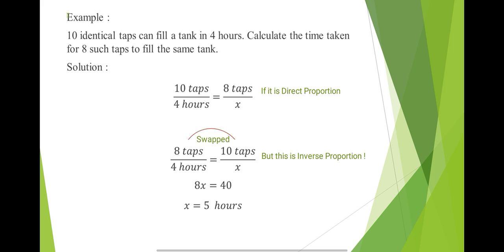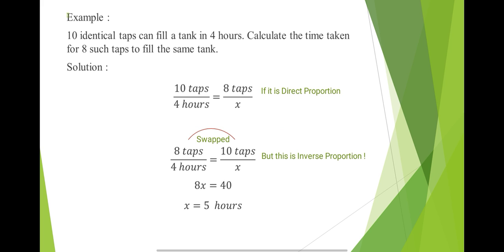10 identical taps can fill a tank in 4 hours. Calculate the time taken for 8 such taps to fill the same tank. So notice here, the number of identical taps decreases, right? So what will happen is that the time we need to fill the tank will increase, right? So the fewer taps there are, the more time we will need. So it will be inverse proportional, right?